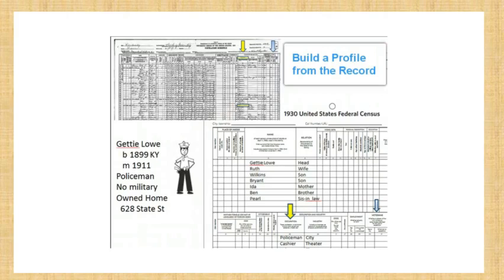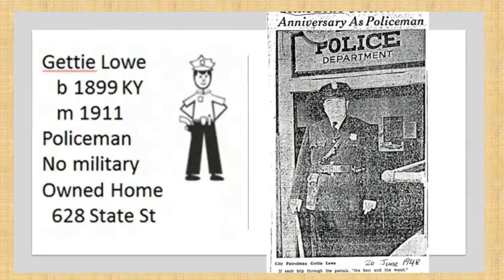But I'll note, as I'm building this profile about Geddy Lowe and looking for the next step of research in regard to his information, that, for example, he's born in 1899 in Kentucky. He was married in 1911. He was a policeman. There was no record of military service.